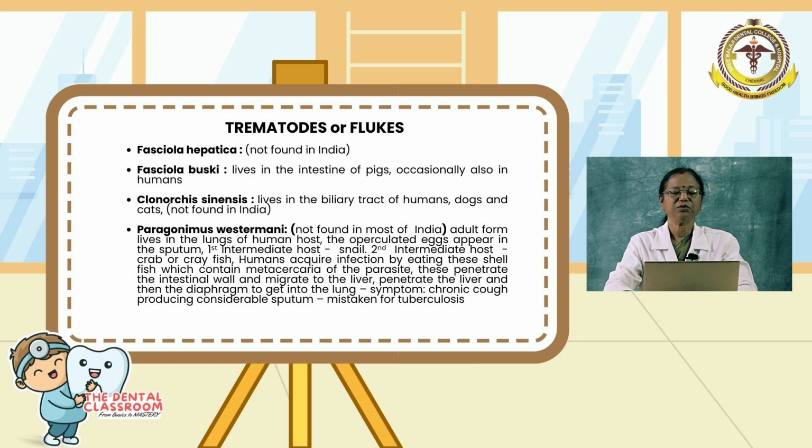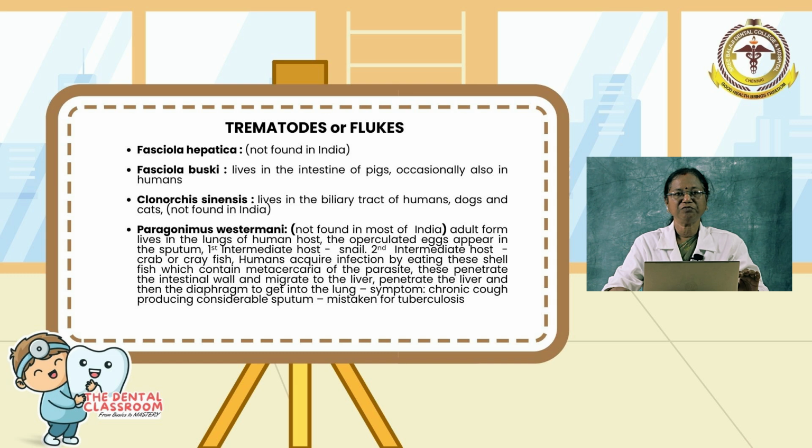Now we will discuss trematodes or flukes. The most important fluke is Fasciola hepatica. Again, it is not seen in India. The next one is Fasciolopsis buski. This lives in the intestine of pigs and occasionally you can see it also in humans. The next one is Clonorchis sinensis, which lives in the biliary tract of humans, dogs and cats, and it is not found in India. The next one is Paragonimus westermanni. Again, this is not found in India.